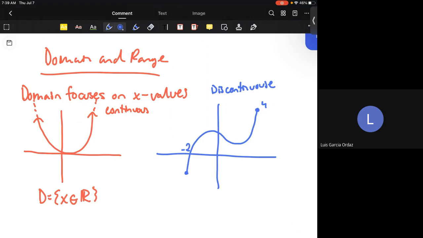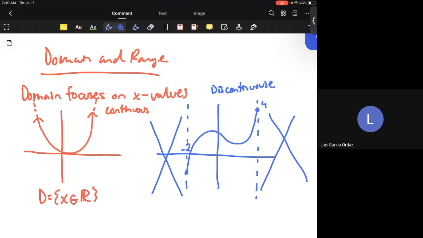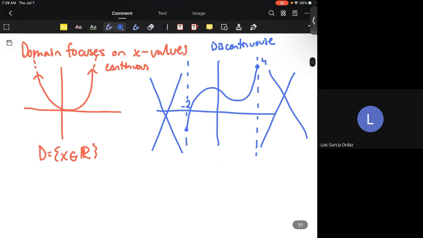Now for my discontinuous graph, the ones with the points at the end, my domain is restricted between certain x values. So for example, if you notice on this one, my graph cannot go to the left of -2 because it's not allowed to. And we also are restricted at x equal to 4, which means that my graph cannot go past the x value of 4.